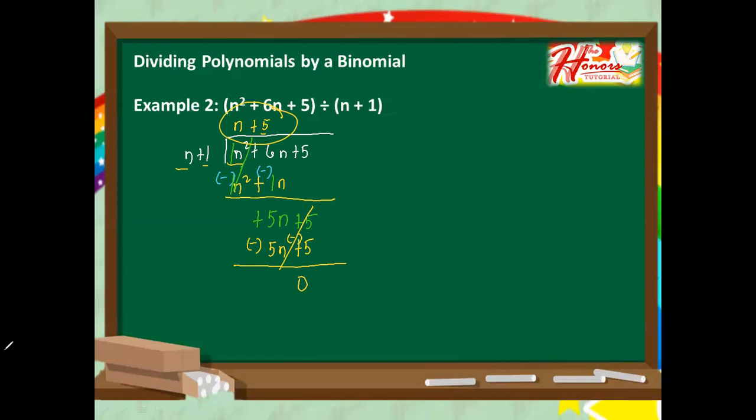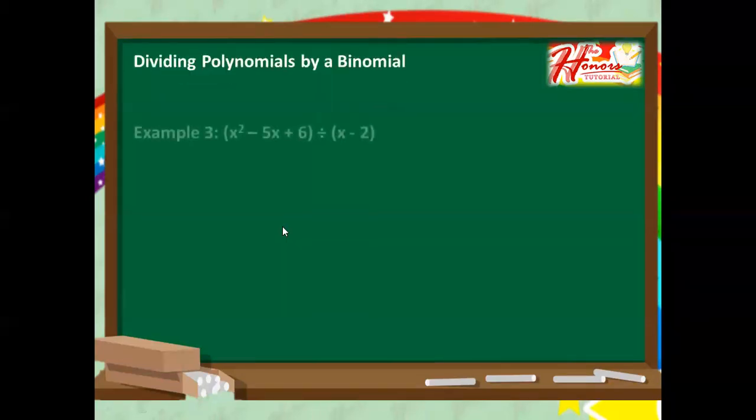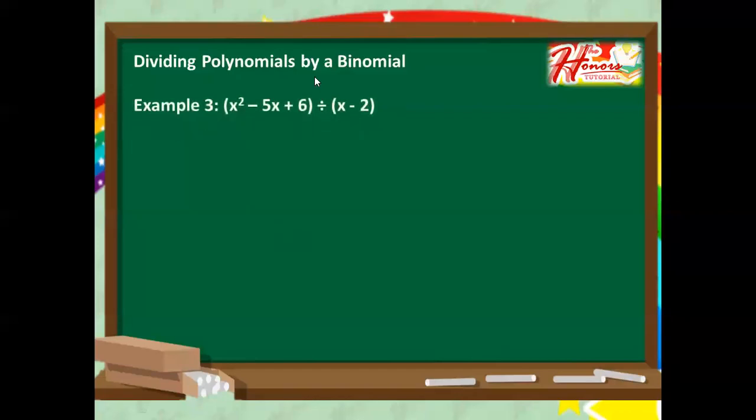Next, let's have another example. So that's example 3. We have here x squared minus 5x plus 6 divided by x minus 2. The process is still the same. X squared minus 5x plus 6 will be your dividend. And then x minus 2, write it here as your divisor.